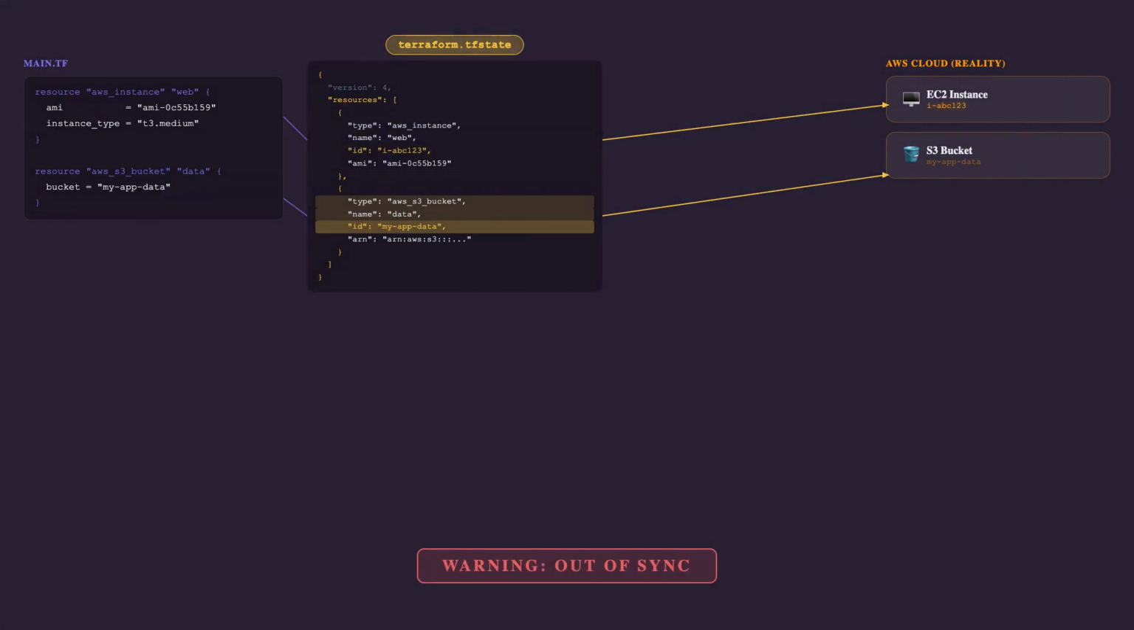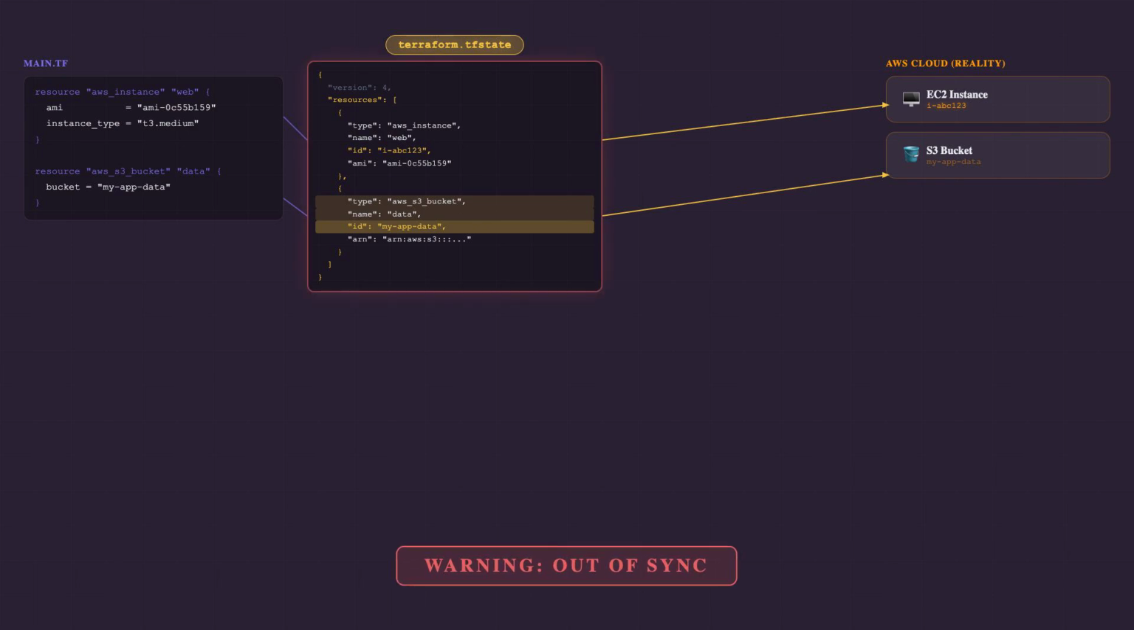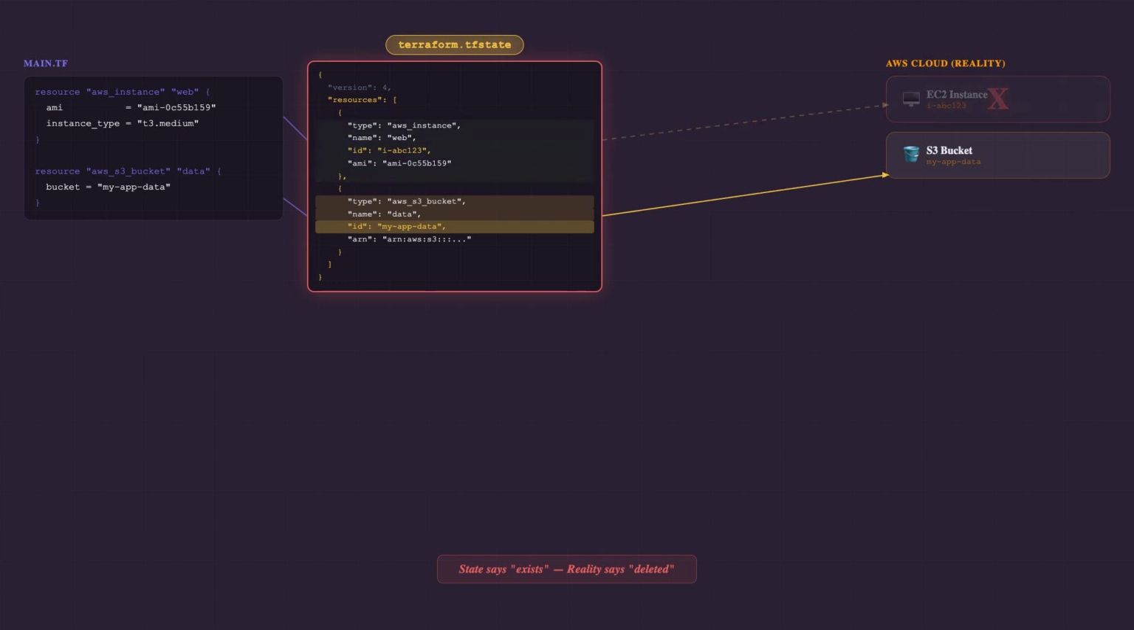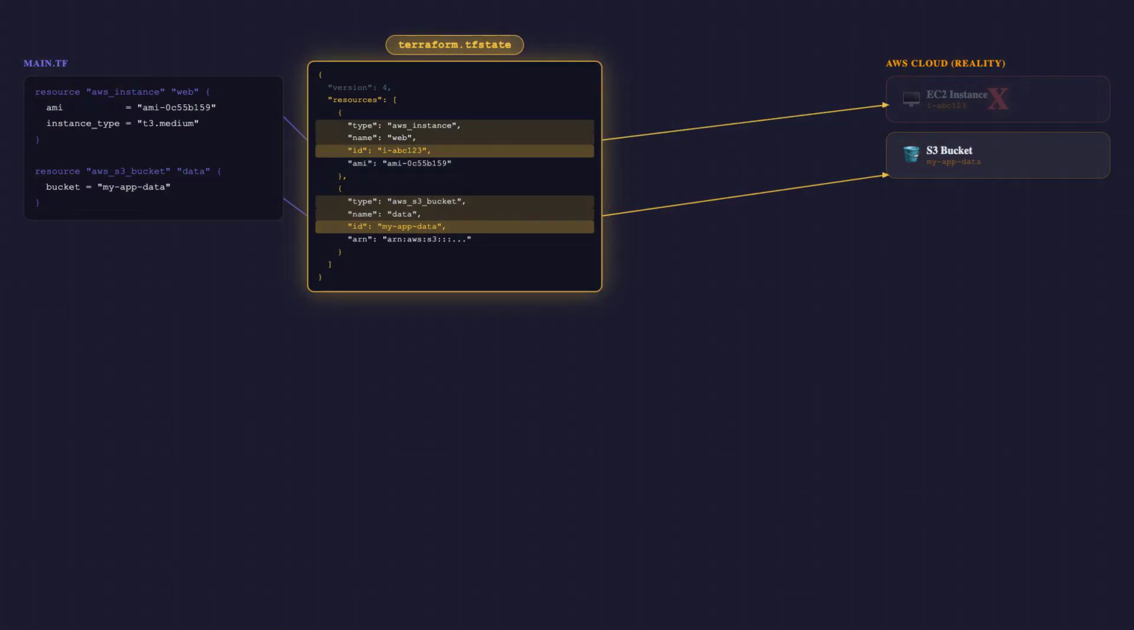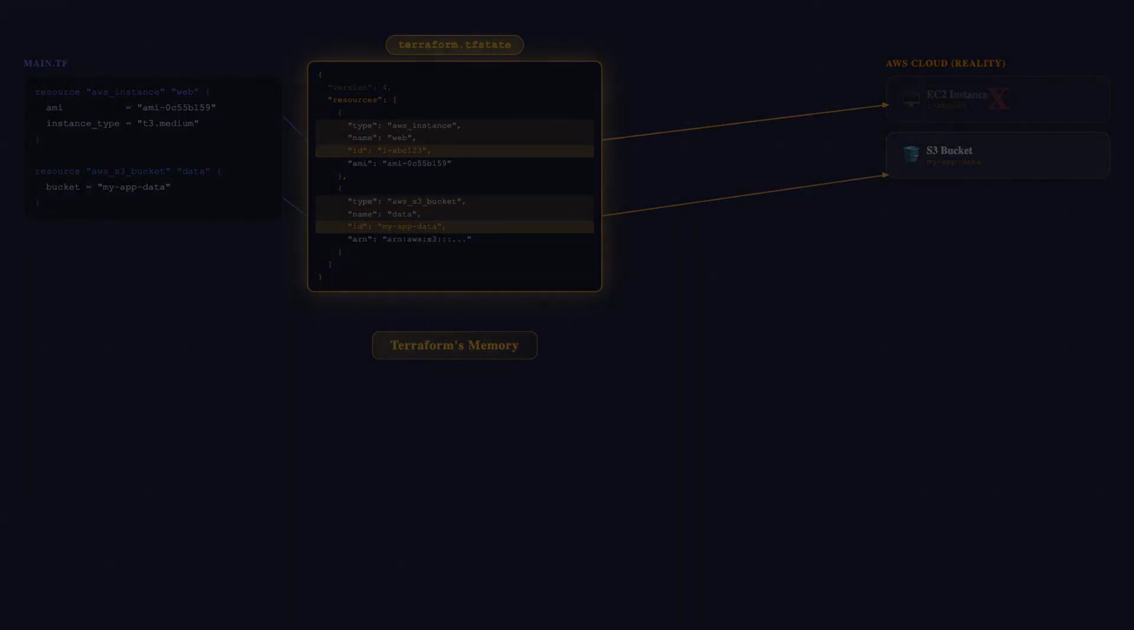But here's the danger. If the state file gets out of sync with reality, things break. Someone deletes a resource manually through the console. The state file still thinks it exists. Terraform will get confused on the next run. The state file is Terraform's memory, and like any memory, it needs to stay accurate. Lose it, and Terraform forgets what it built.